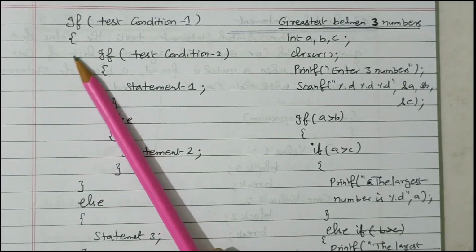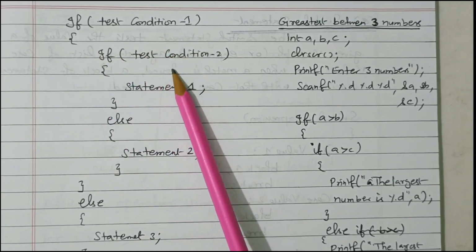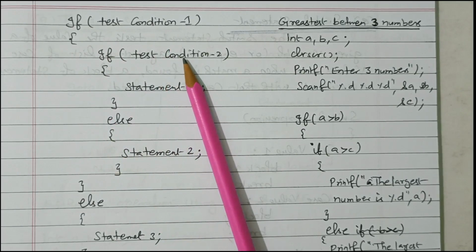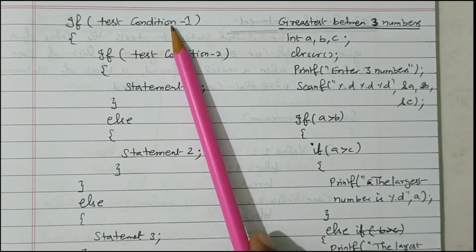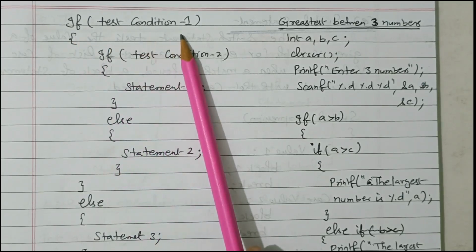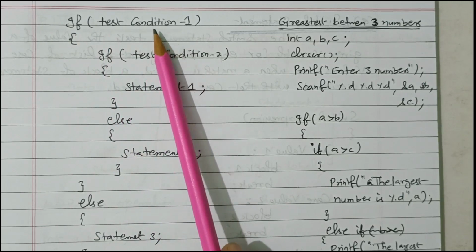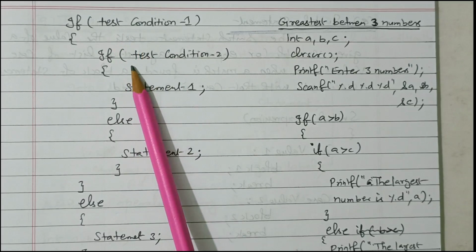So we already discussed that there can be more than one test condition. Let us consider we have two test conditions. We can have n number of test conditions, but in this format we'll consider two. So if test condition 1, the test condition 1 is verified here. Suppose this test condition is true, it will go to the next statement. Again we have one more test condition.